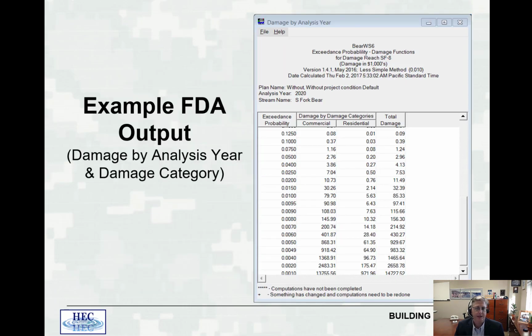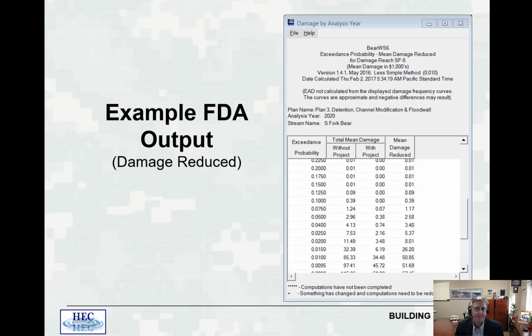This next particular report gives you damages by analysis year and damage category. The analysis year in this case would be 2020. So that's telling you you have an expected annual damage at 2020, and it's for a particular reach, and it's across commercial and residential damage categories. And so you can see the commercial and residential numbers as well as the total damages by exceedance frequency.